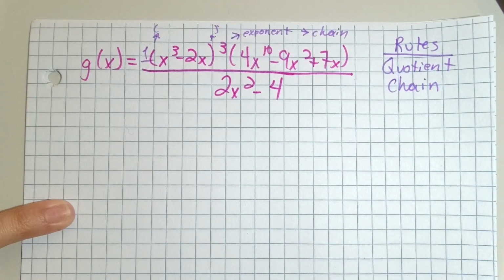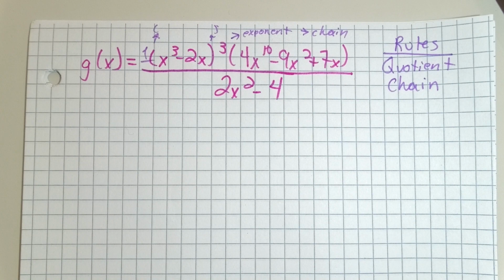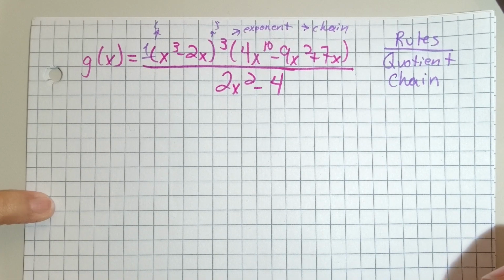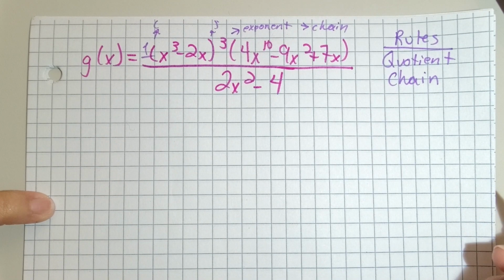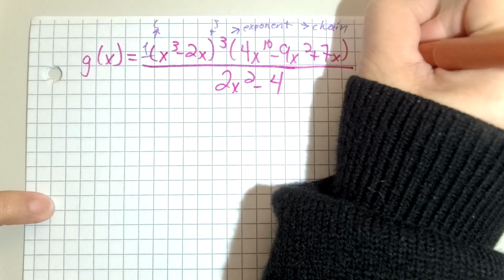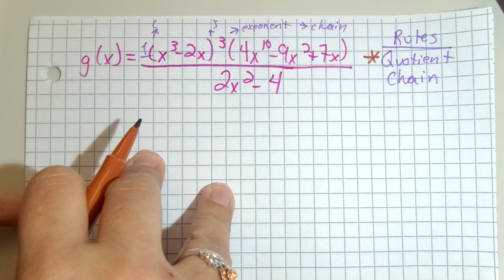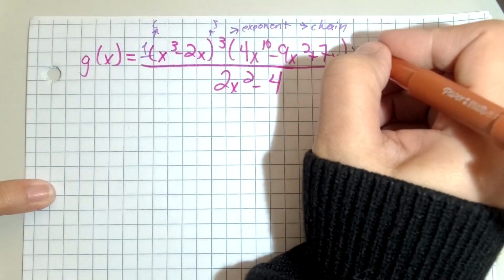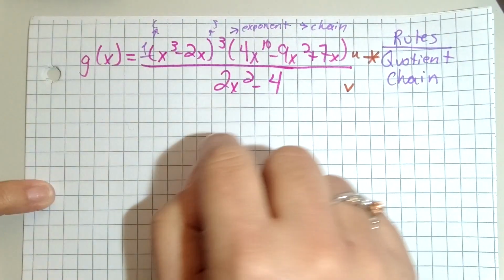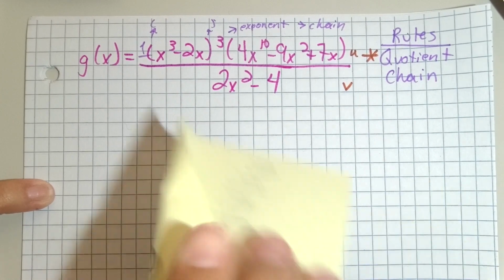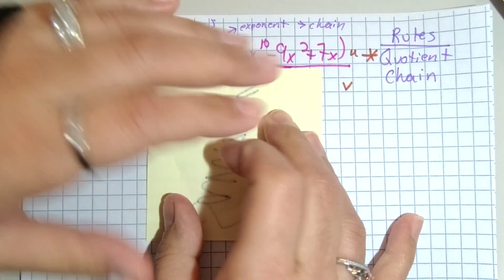So as we look at this problem, what is the primary rule that we're using? When we first initially look at this, what was the primary rule? We already named it. Quotient. How do I know? Because it's in fraction form. After that, I'm going to look at U and V. U is the numerator, V is the denominator. When I look at U, that's just the numerator. We already identified chain rule. What's the other rule that we have to use for that one?